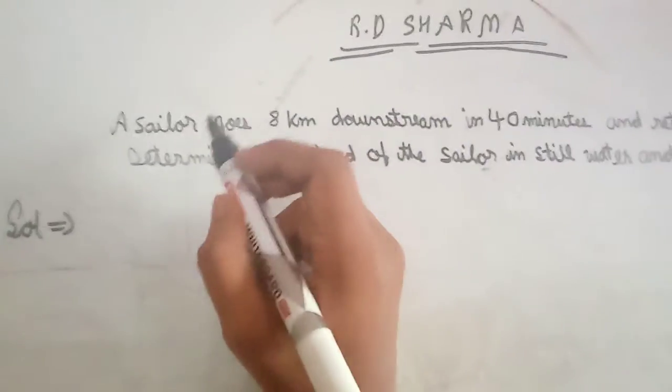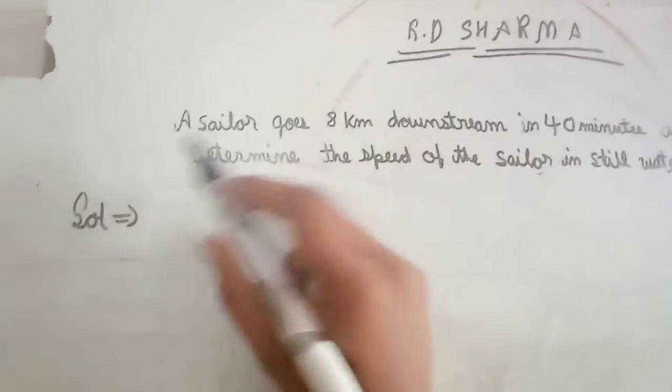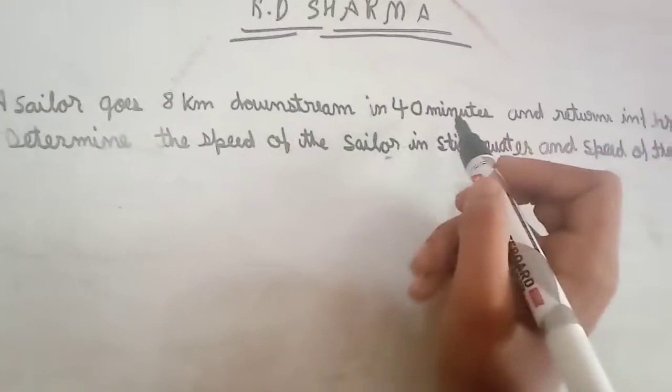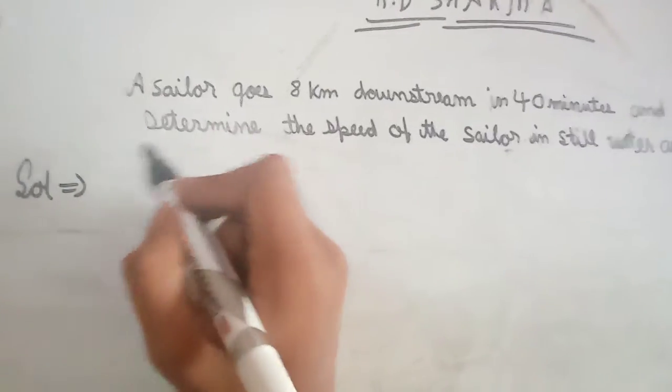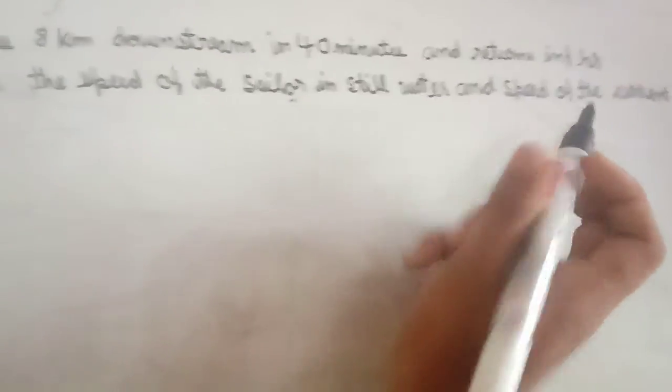So the question is saying that a sailor goes 8 kilometer downstream in 40 minutes and returns in 1 hour. We have to determine the speed of the sailor in still water and the speed of the current.